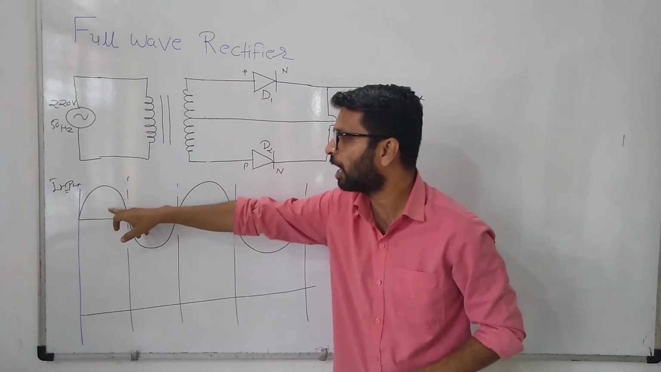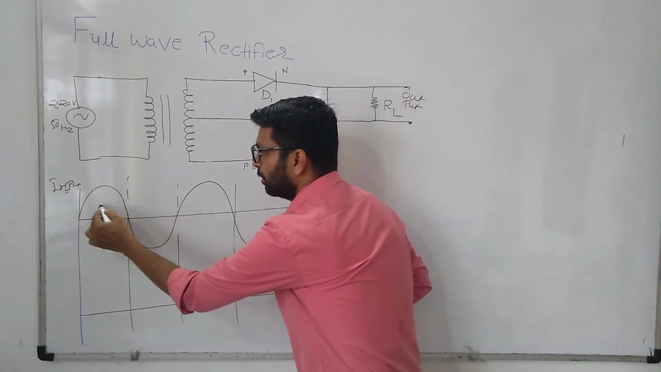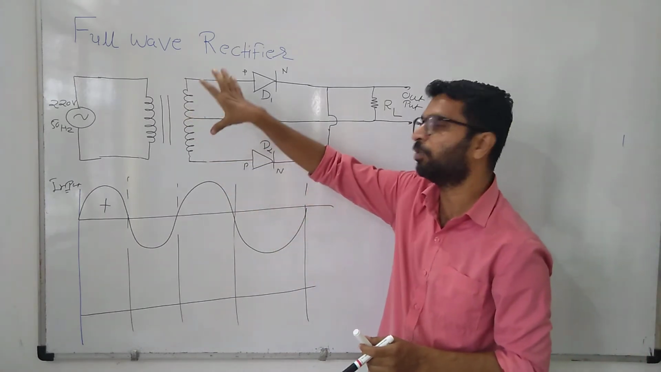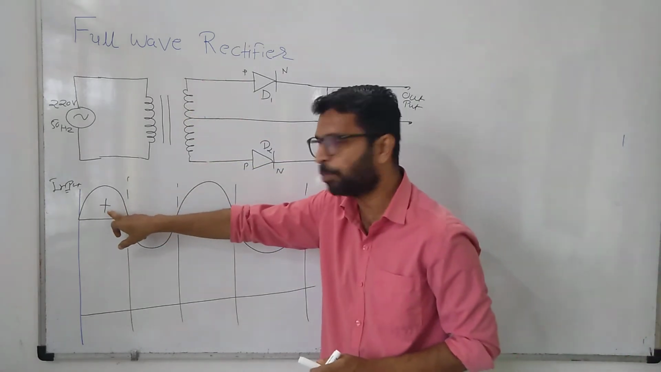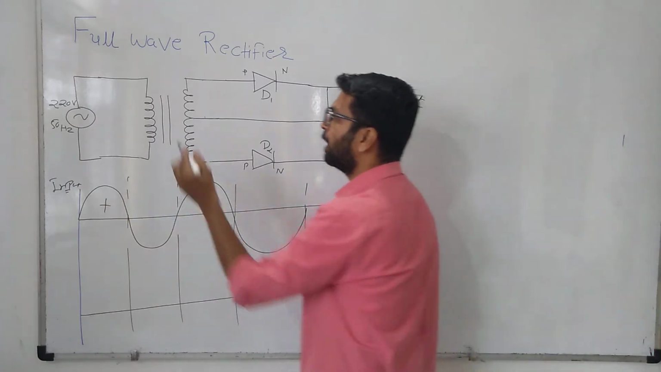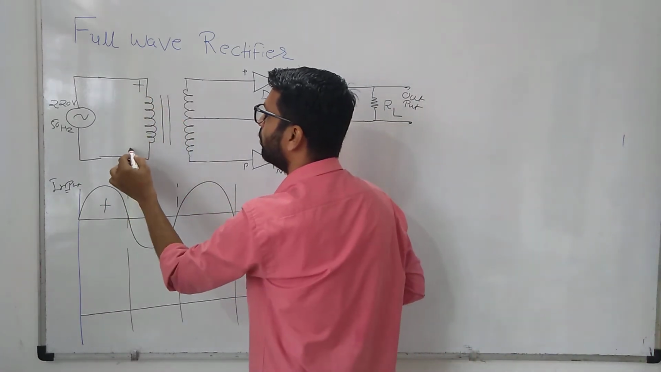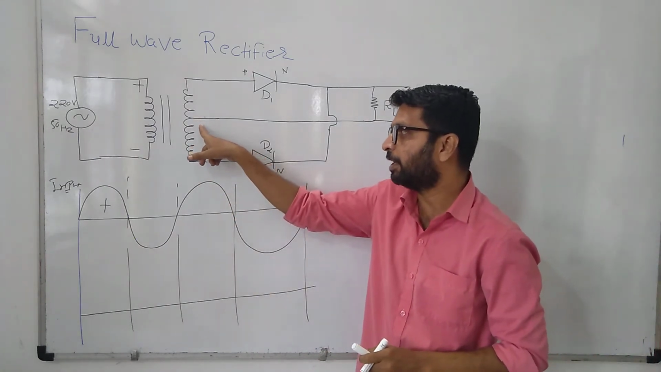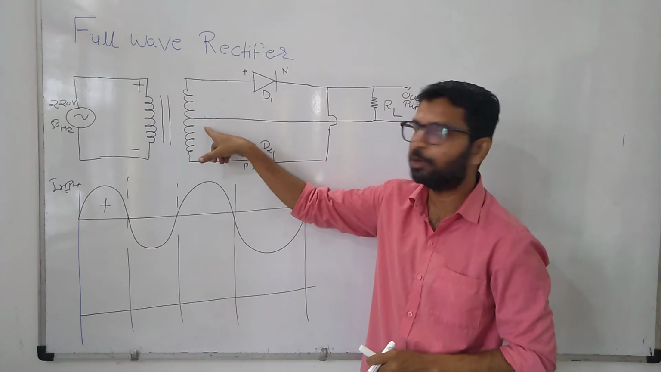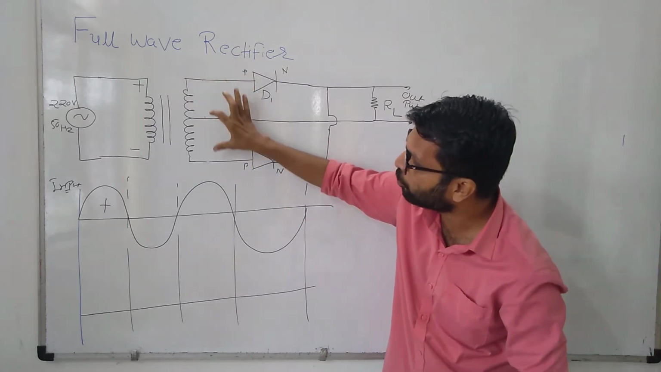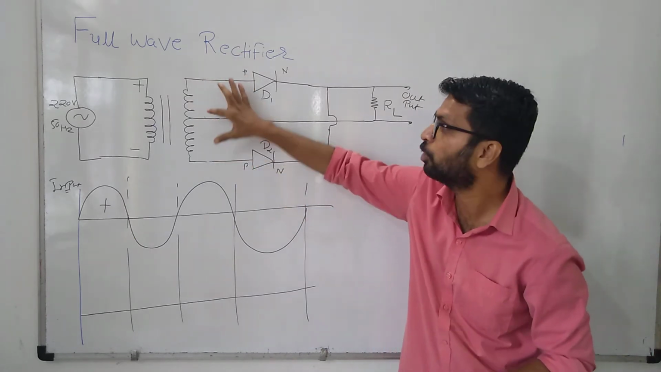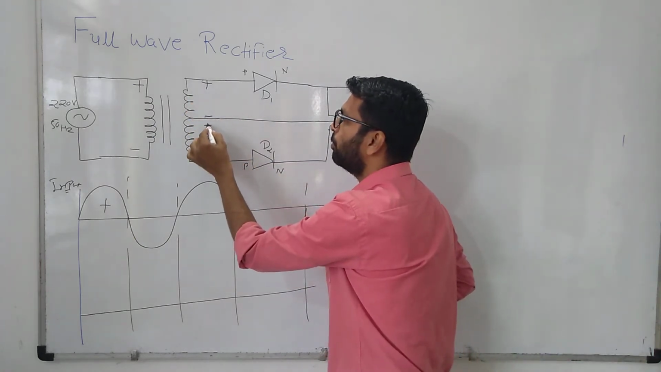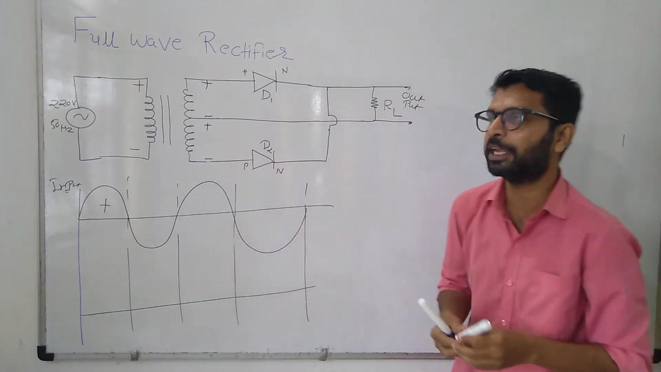During the first positive half cycle, how will this circuit work? At the input side, the polarity becomes positive and negative. On the secondary side, this transformer is a center tap, so the voltage at this part and at this part will be the same. So the polarity will be the same: positive, negative here, and positive, negative here.